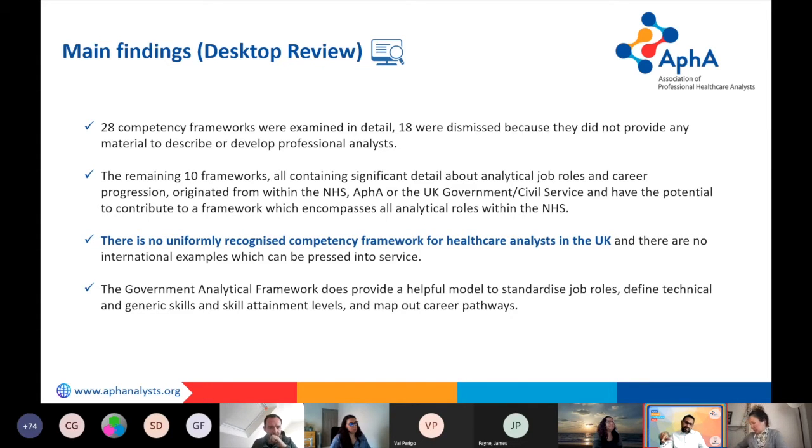But as Sarah mentioned earlier on, in I think one of our breakout rooms, the government analytical framework does provide a good standard for us to work from, because it defines the technical and generic skills, so it can be used as one of the leading frameworks and be added to.